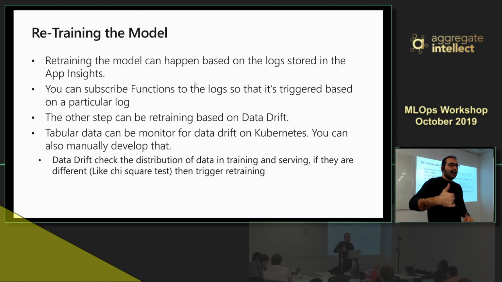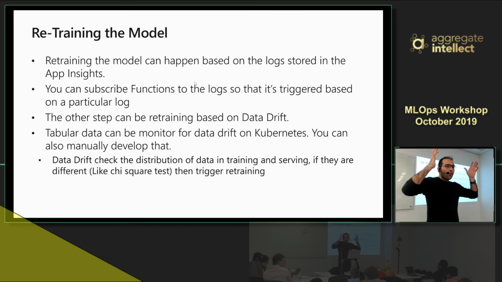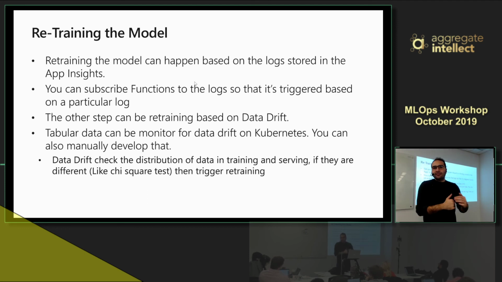Or if there's model data drift, and data drift is more related to columnar data. What it does is tell you whether the distribution of data based on the features is changing. For instance, you can use a chi-square test to compare two different distributions and come up with a threshold, and based on that threshold, you can kick it off.